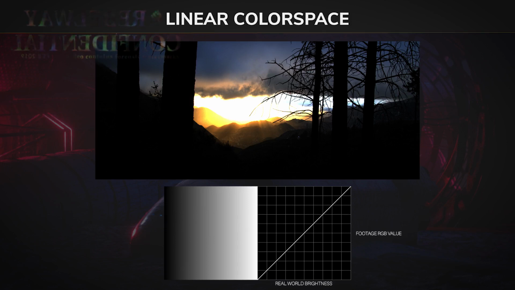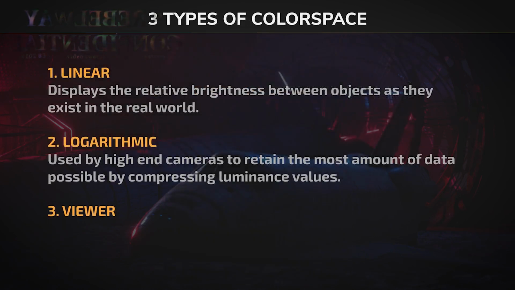And one of the key components of a linear color space is that it's floating point, so we can have values that are brighter than 1. The other color spaces generally can't do that. So now let's talk about the logarithmic color space.